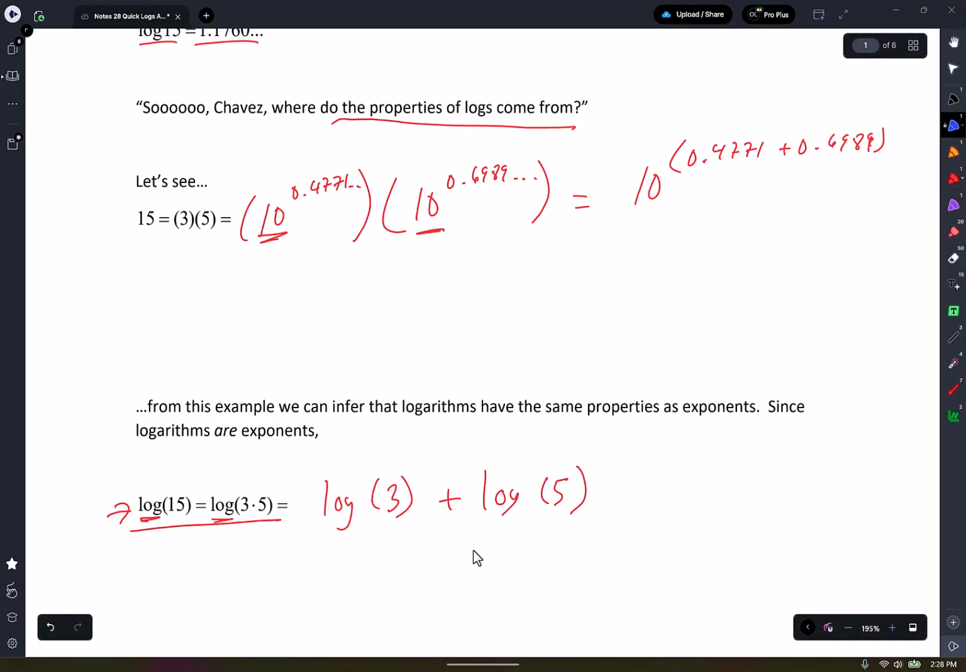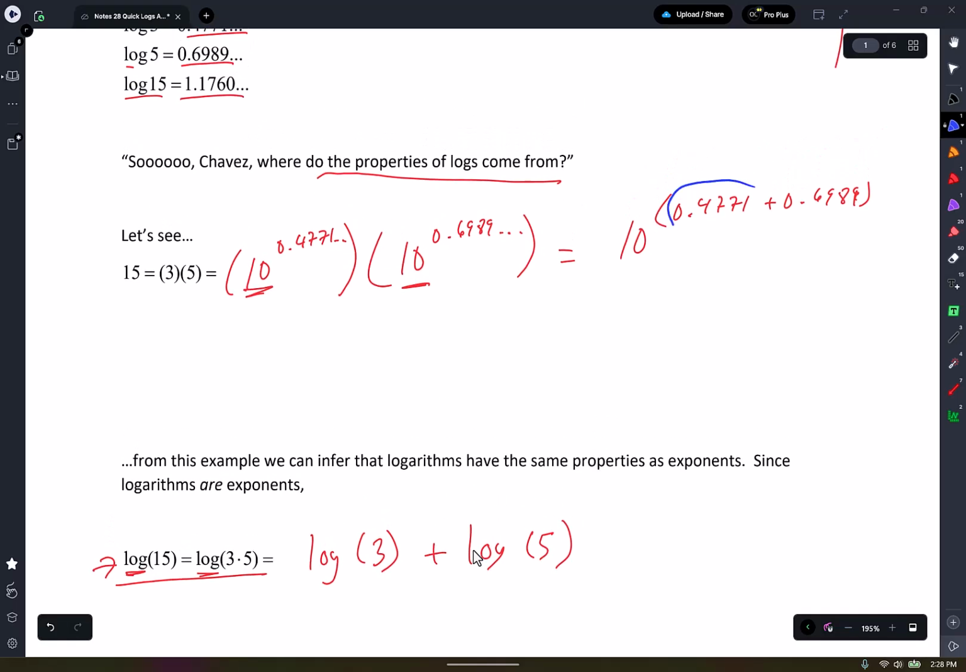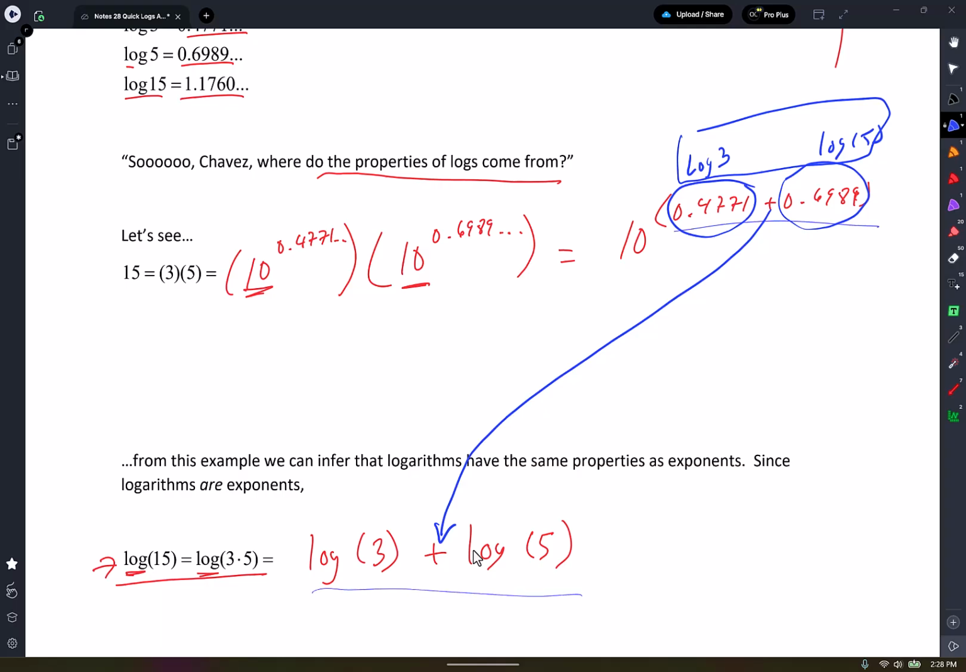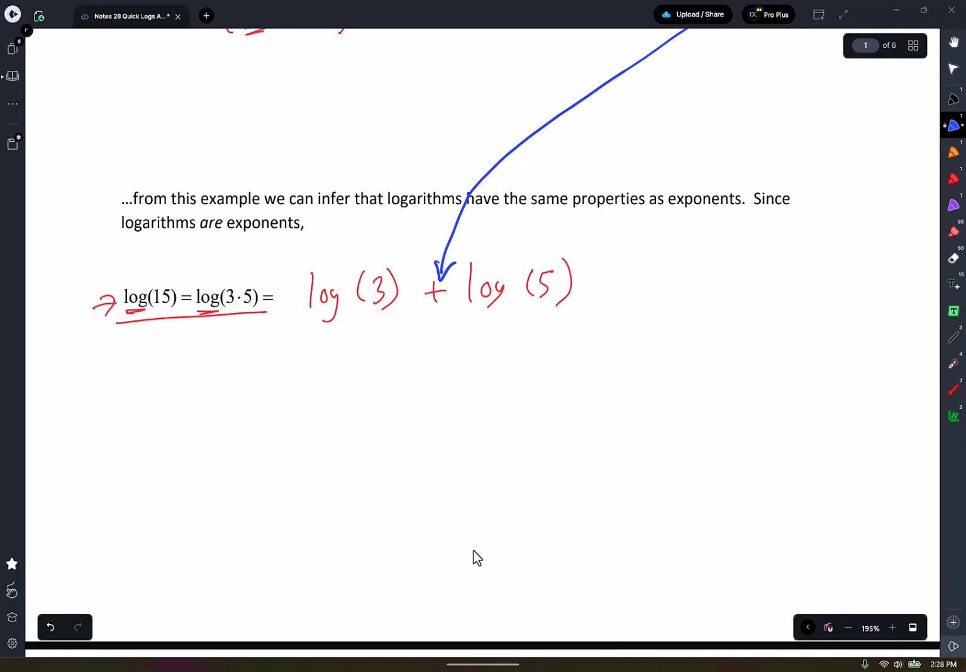Well, you see this 0.47771? That is log 3. And you see this 0.6989? That is log 5. So essentially, that plus is this plus, see? So that exponent is this log here. Do you guys see that? Isn't that kind of cool? I know this is not a direct proof. There's a much tougher proof.